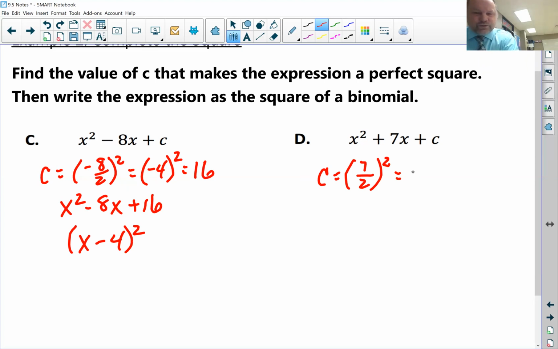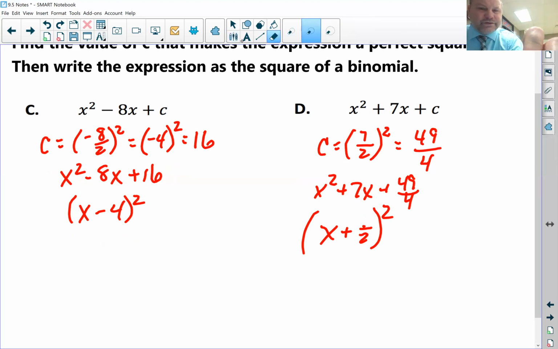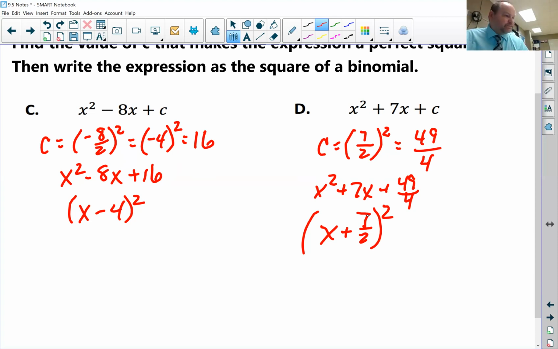So when we square it, we square the 7 and we square the 2. The factored form, x plus 7/2 squared. Let's make that 7 a little bit better. And that would be our expression.